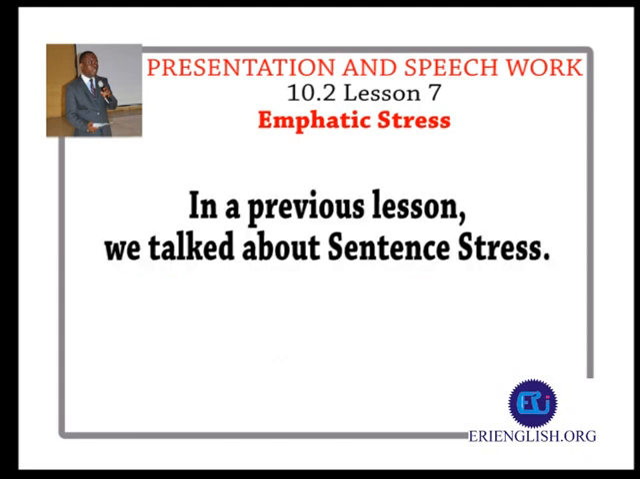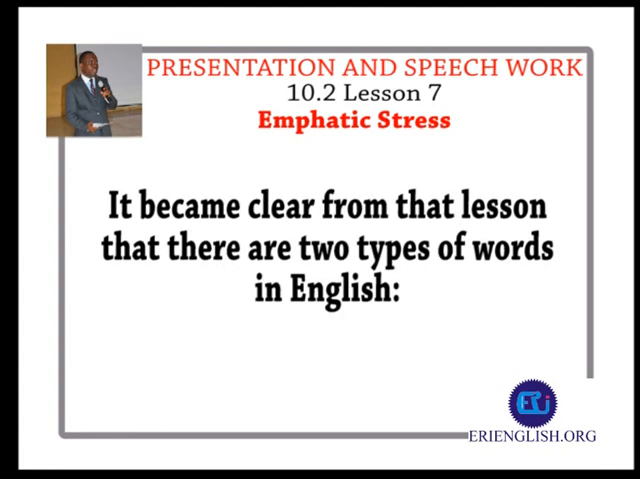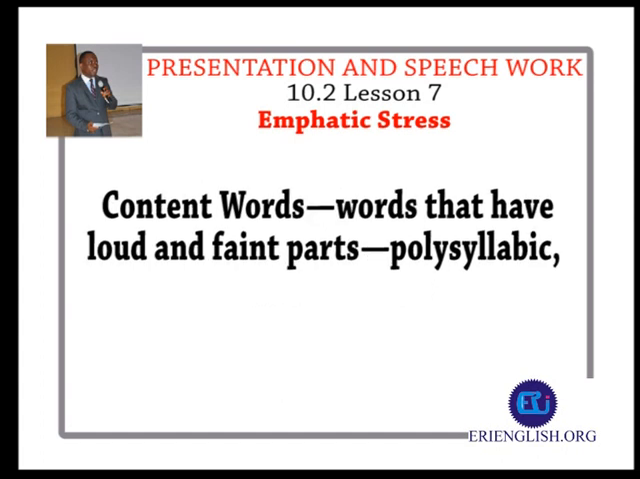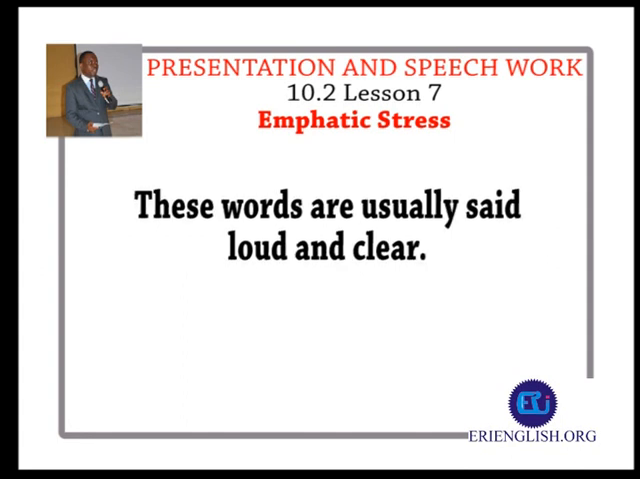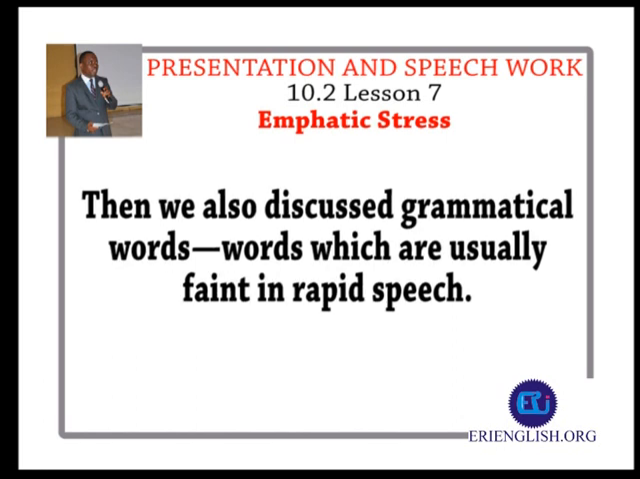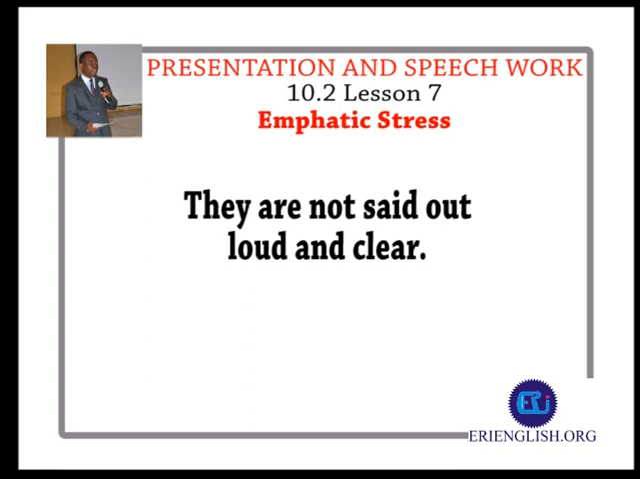In a previous lesson, we talked about sentence stress. It became clear from that lesson that there are two types of words in English. Content words, words that have loud and faint parts, polysyllabic words, or words that have just one loud part, monosyllabic words. These words are usually said loud and clear. Then we also discussed grammatical words, words which are usually faint in rapid speech. They are not said out loud and clear.